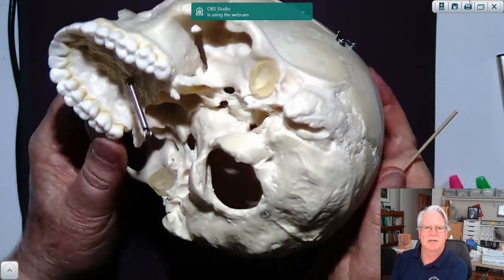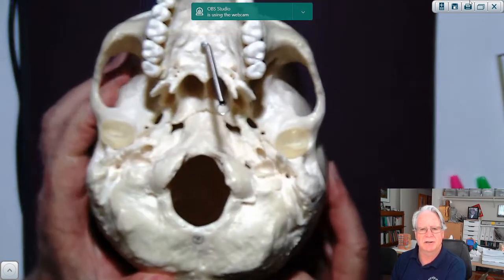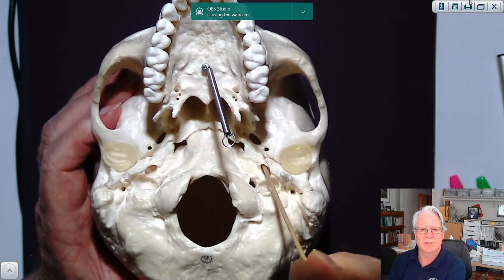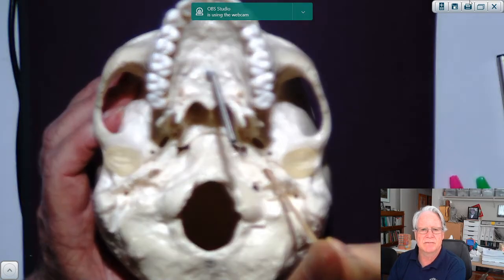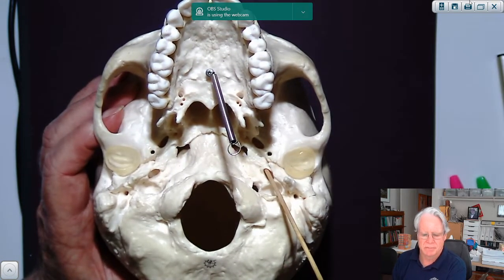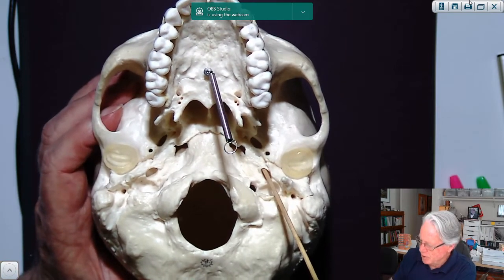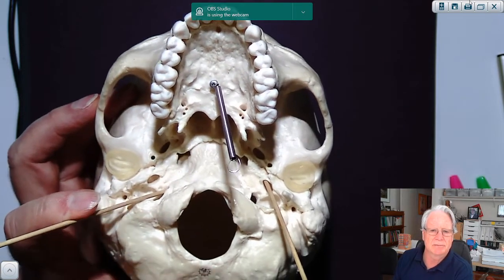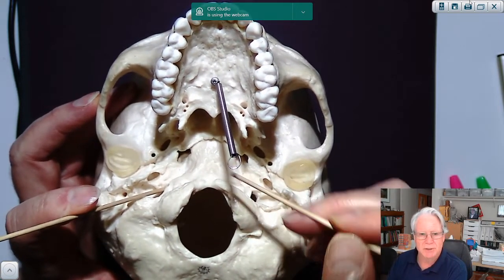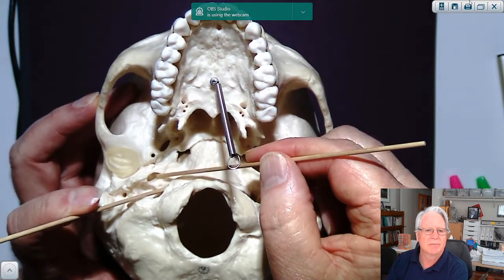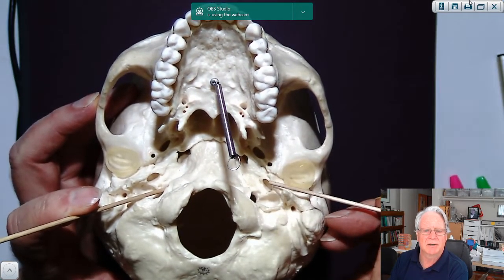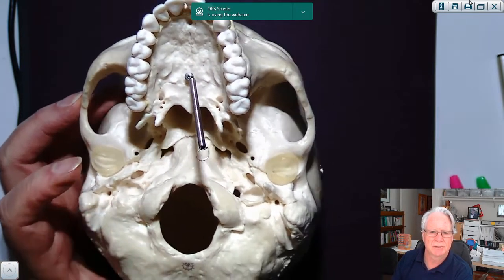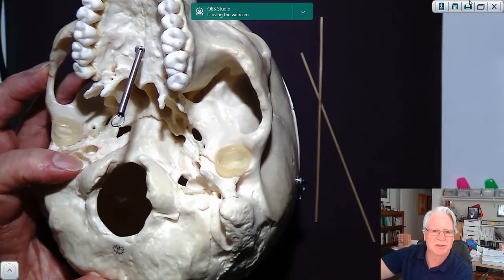And then, as I turn my attention to here, I'm going to find this is the carotid foramen. And this over here is the jugular foramen. So, carotid, jugular. Okay. Let's go ahead and zoom in a little bit so you can see the details.